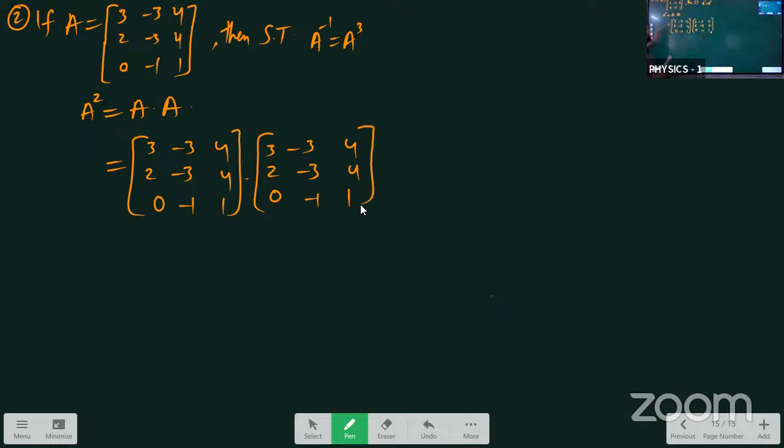So multiply A square first, then we will find A power of 4. To find A power of 4, we multiply A square into A square. So 2 plus 2 is 4 now. To find A power of 4, we need A square first, so that's why I'm finding A square. So A square into A matrix.